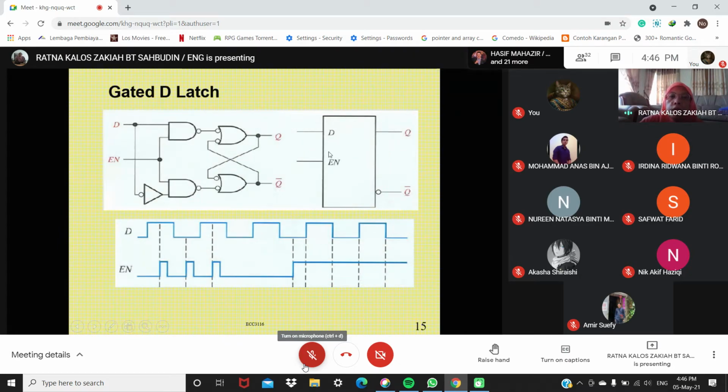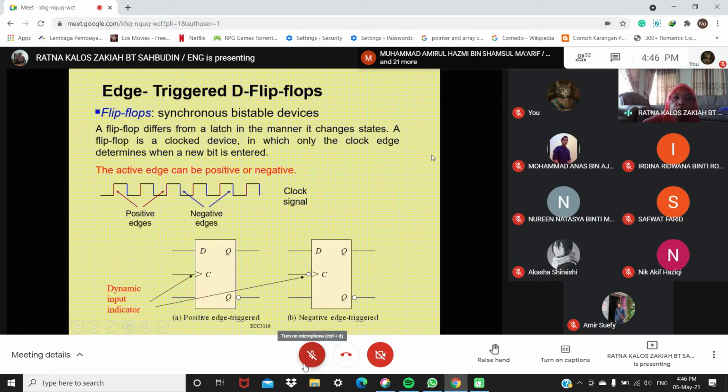Okay, this is also a D latch, the gated D latch. You have enable. Look carefully at the difference between the latch and the flip-flop. Now you look at the flip-flop. You have a clock, and you see this arrow. You must have this, which shows the clock. When you draw it, make sure you have this clock symbol.